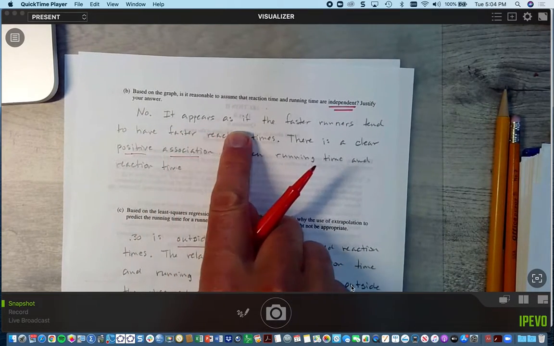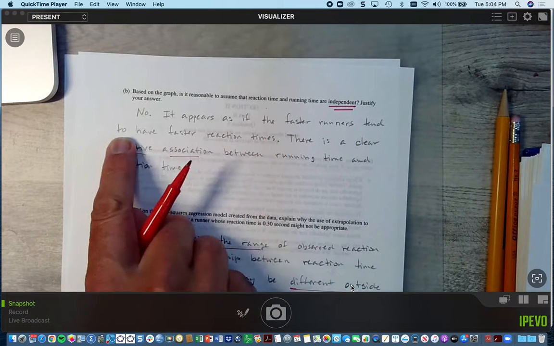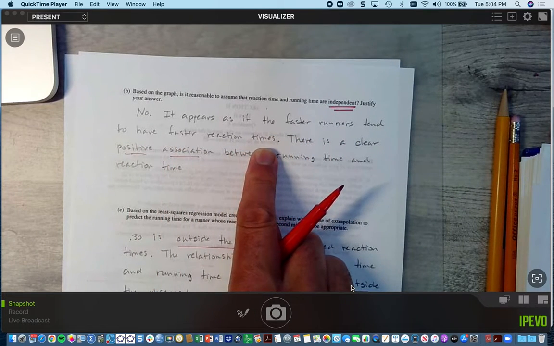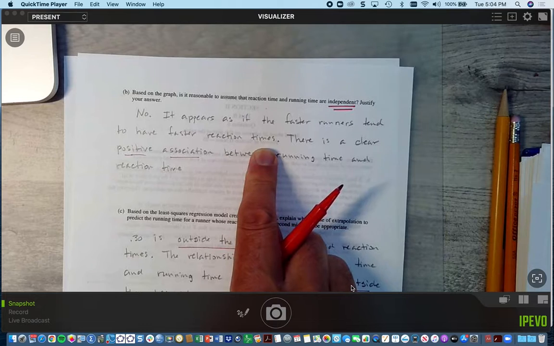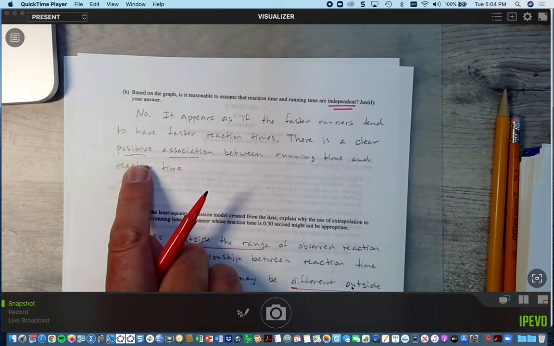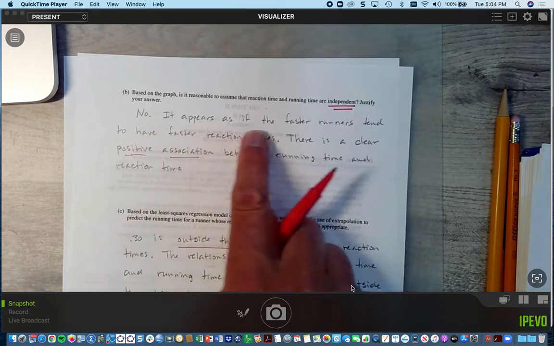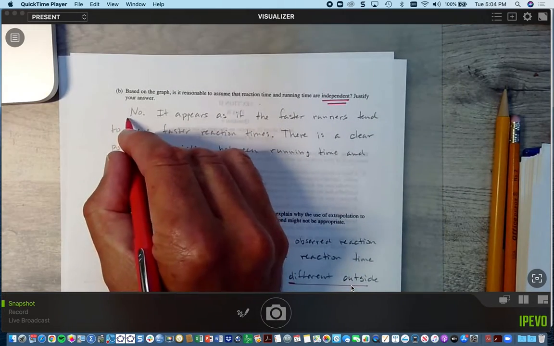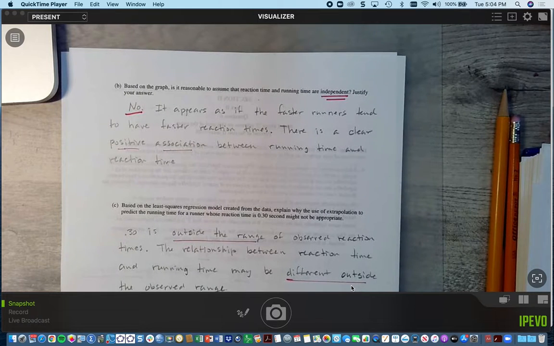I said it appears as if the faster runners tend to have faster reaction times. Okay, and I probably should have included that slower runners have slower reaction times. Therefore, there's a positive association and they are not independent. So make sure you answer the question as well.